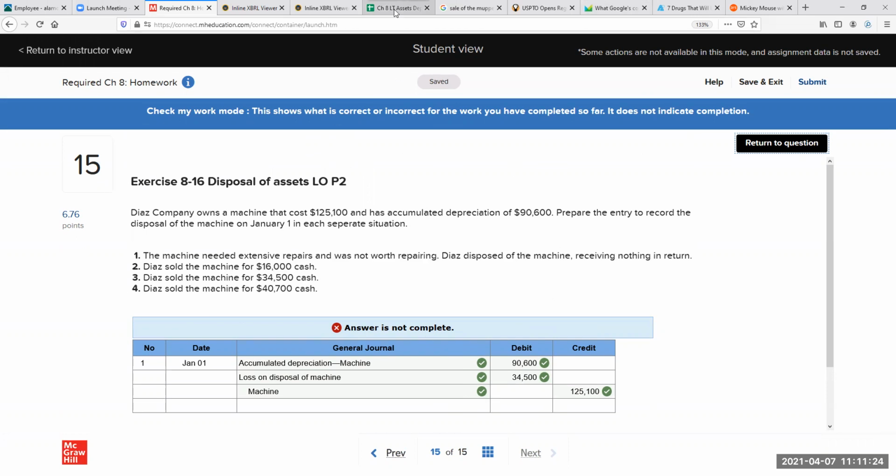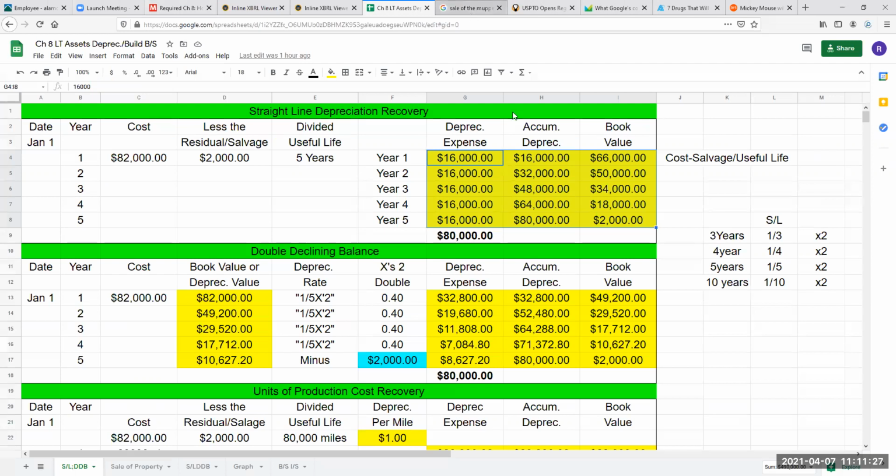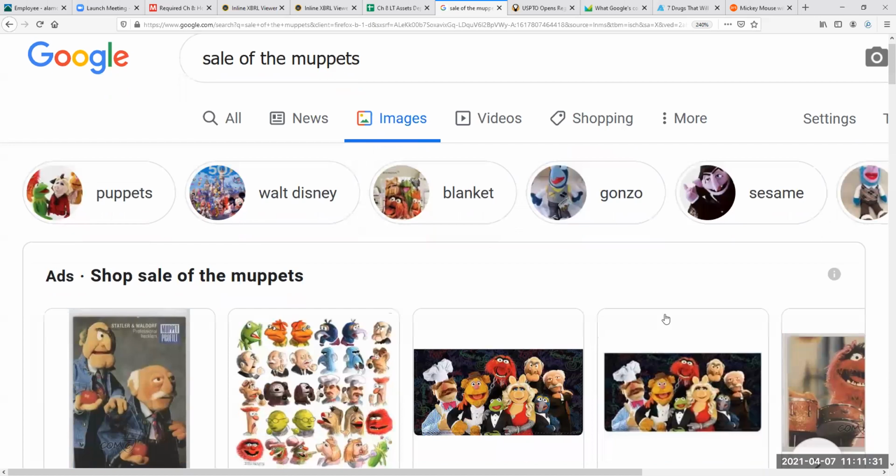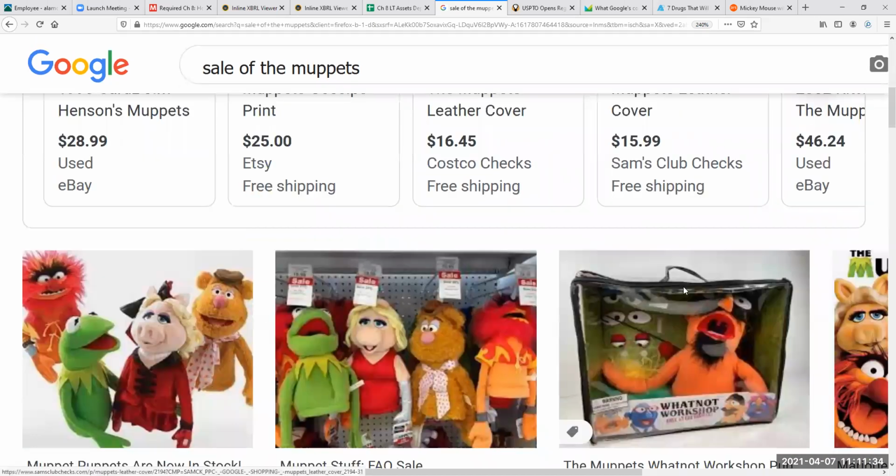Now, I would like to share with you just a few things here. Years ago, and y'all are probably too young, but the Muppets. Do y'all know who the Muppets are? You've seen that movie? Some people like them a lot.